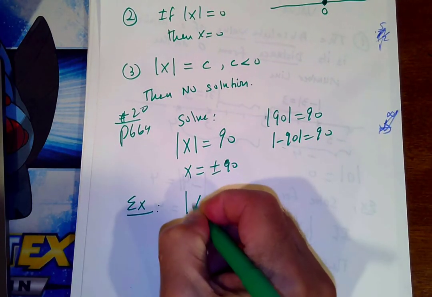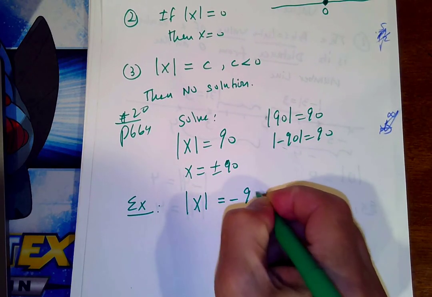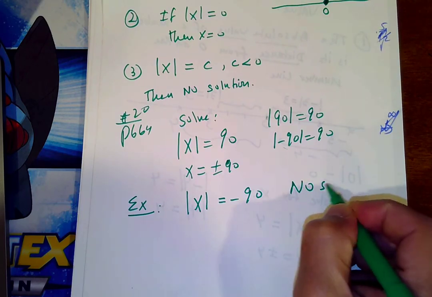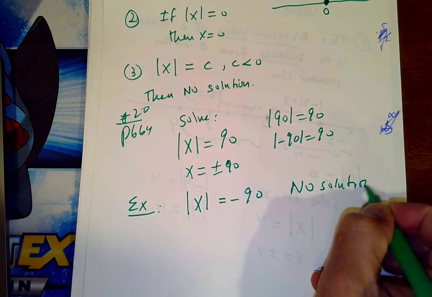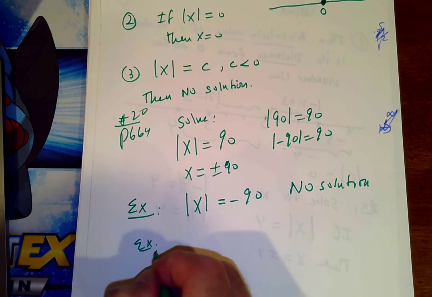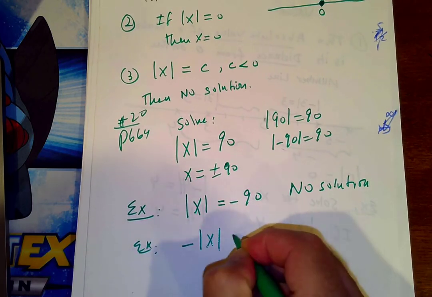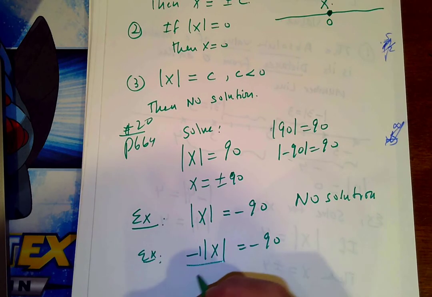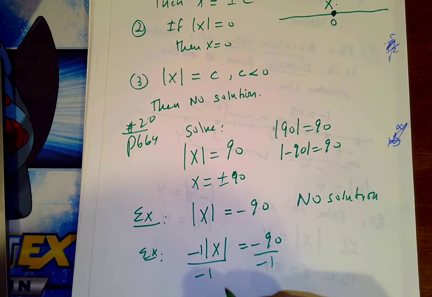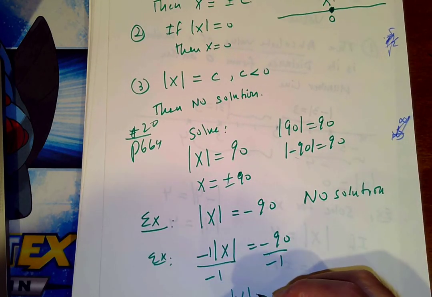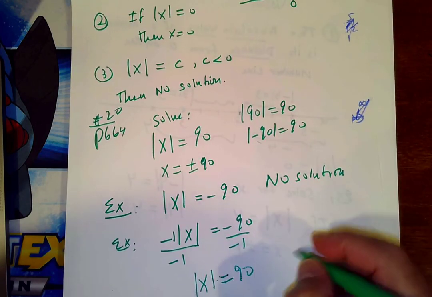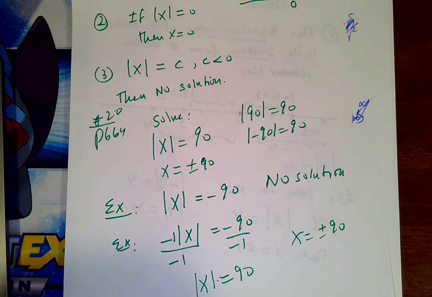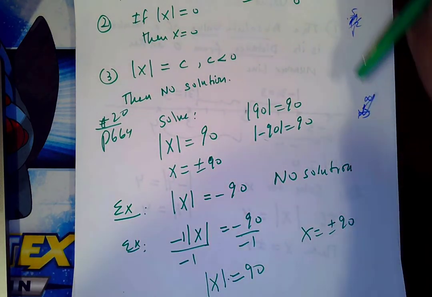What if absolute value of x equals negative 90? This is rule number 3. That means we have no solution. And if it's negative absolute value of x equals negative 90, we want to isolate the absolute value first by dividing by negative 1. And that takes me back to the previous example, x equals plus or minus 90, because now negative 90 becomes positive 90.